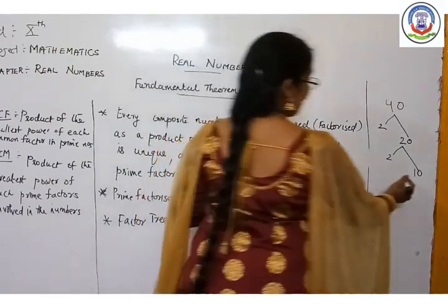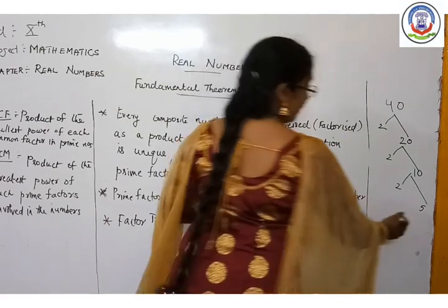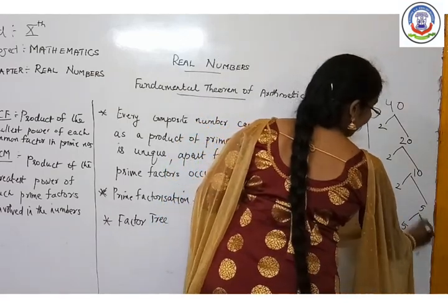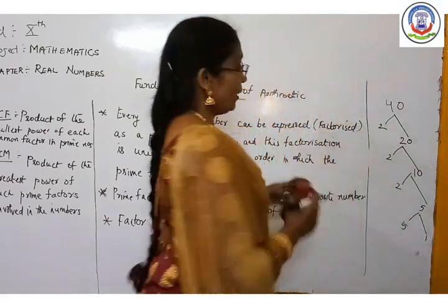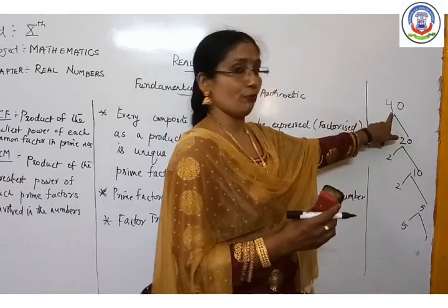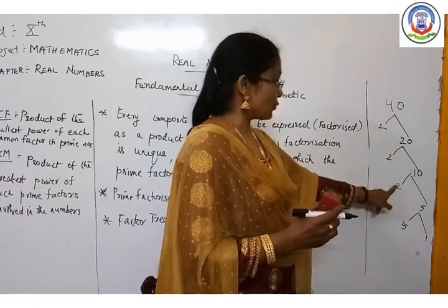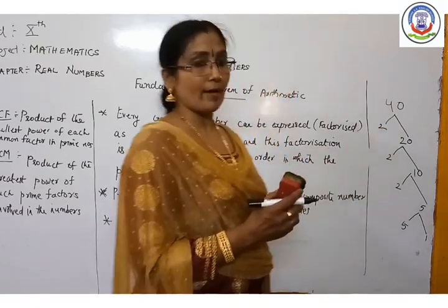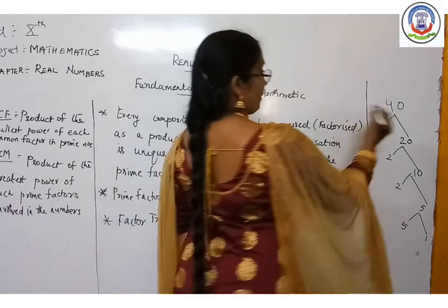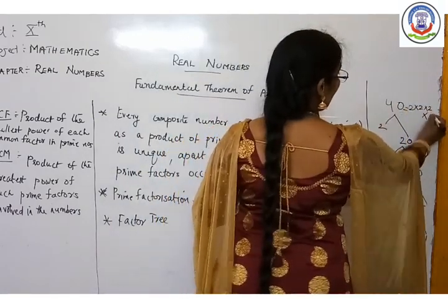Again this 10 can be factorized as 2 fives are 10. Then the last factorization is that 5 ones are 5. Now look here, these are the prime factors of which number? 40. So 40 is equal to 2 into 2 into 2 into 5. So you can write that it's a product of prime factors. That means 40 is equal to 2 into 2 into 2 into 5.